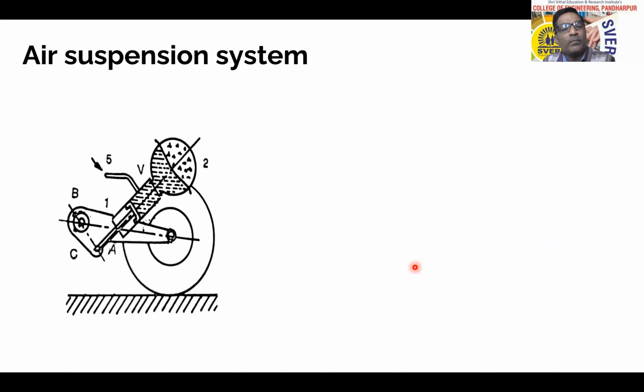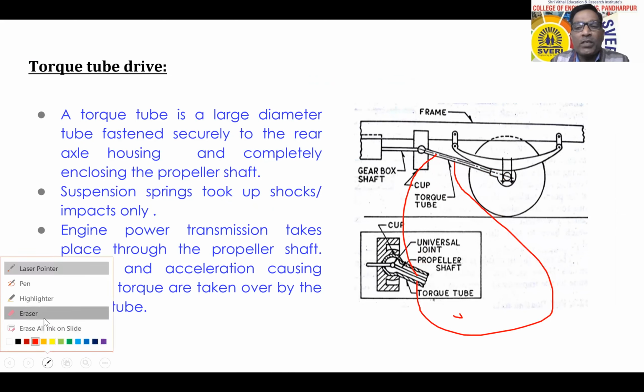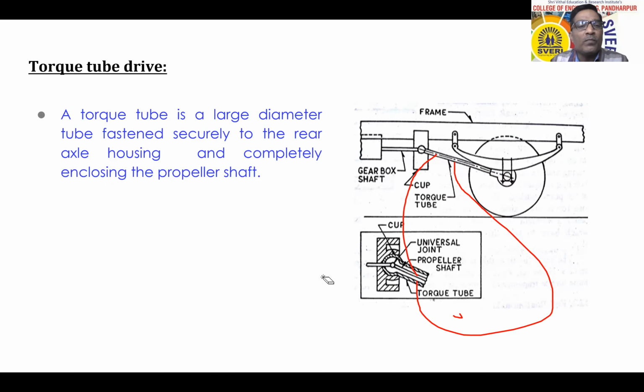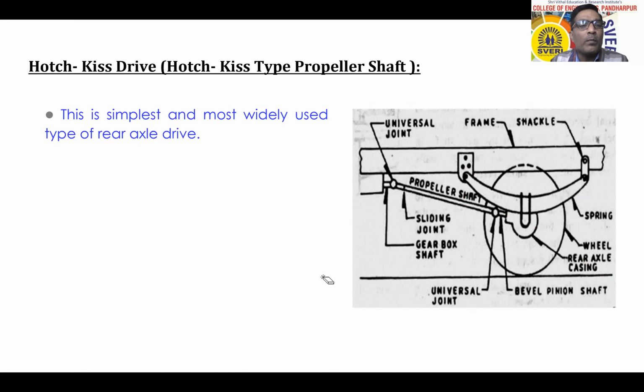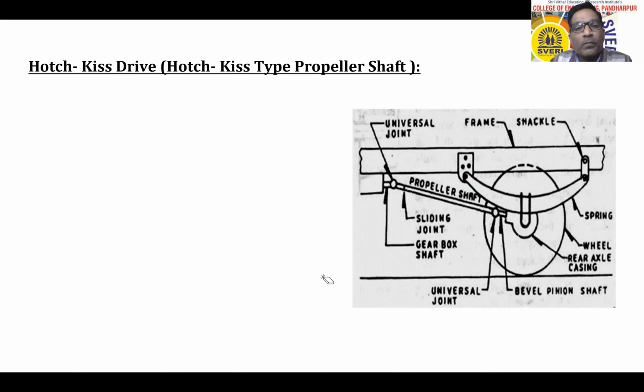So you can see, based on the application, the majority of vehicles nowadays are using this torque tube type of, sorry, Hotchkiss type of propeller shaft.